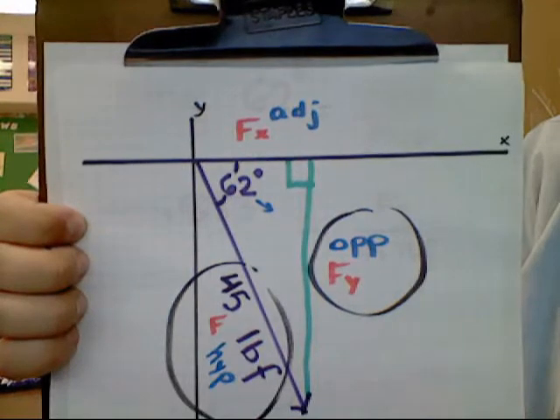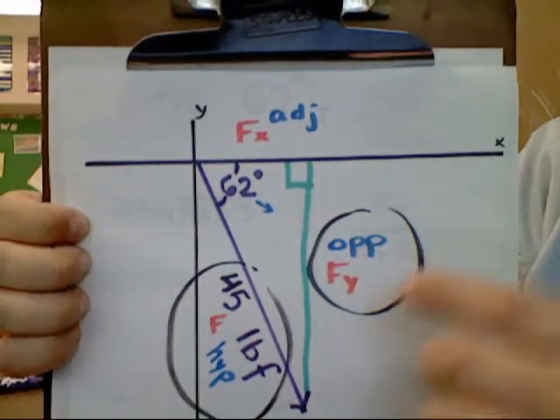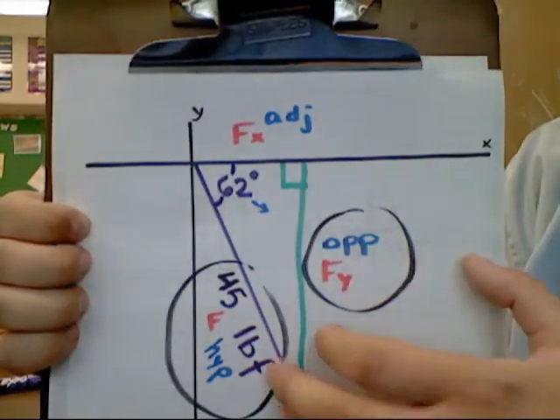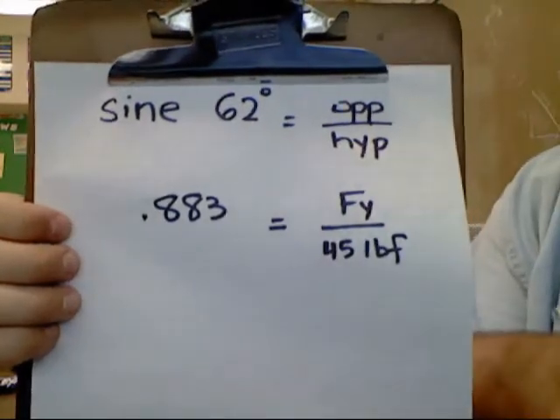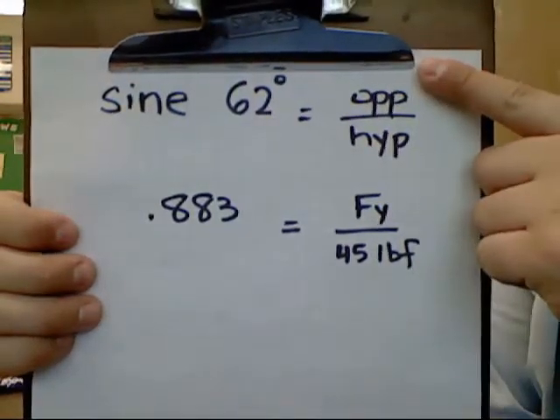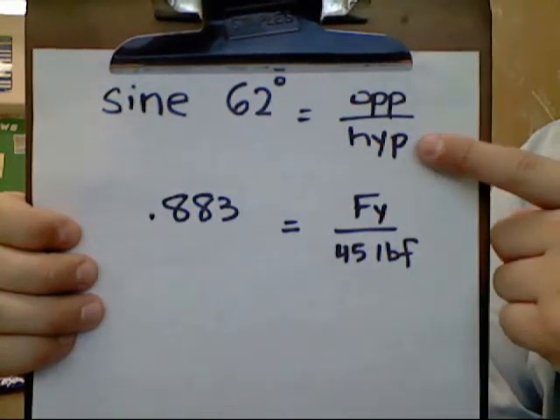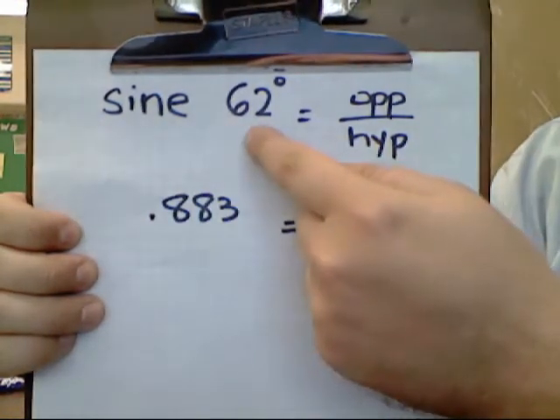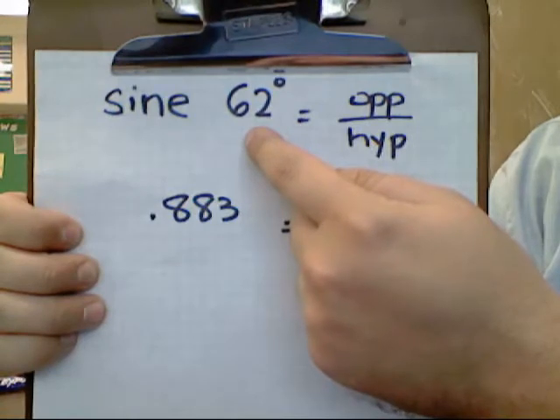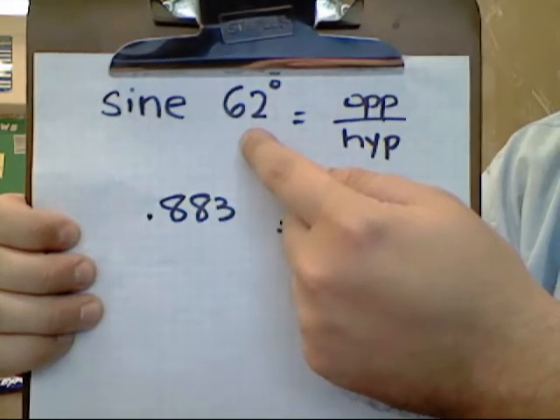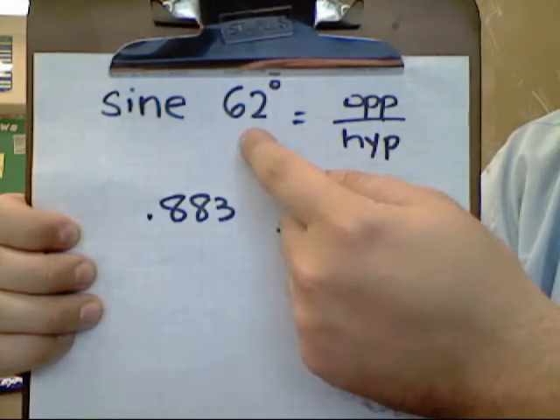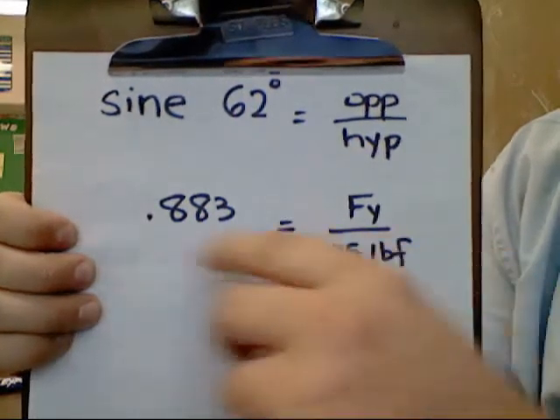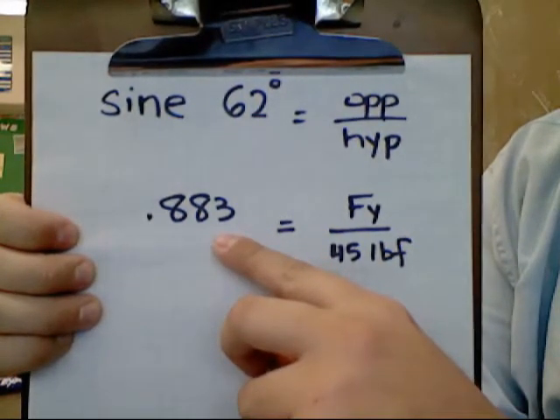Notice here I've circled the two relevant sides in calculating the sine. The opposite is Fy, and the hypotenuse we know has a value of 45 pounds force. So I'm just going to take those two values and plug them into this equation. Underneath opposite in the numerator of the fraction, I plug in Fy. Underneath hypotenuse in the denominator, I plug in 45 pounds force. Also, underneath sine of 62 degrees right here, I go to my calculator, make sure it is in degree mode, or I use an online trig table or a printed trig table to find sine of 62. How much is that? That's a known constant value. In this case, I look it up and find that it's 0.883, so I just plug that in underneath sine of 62.